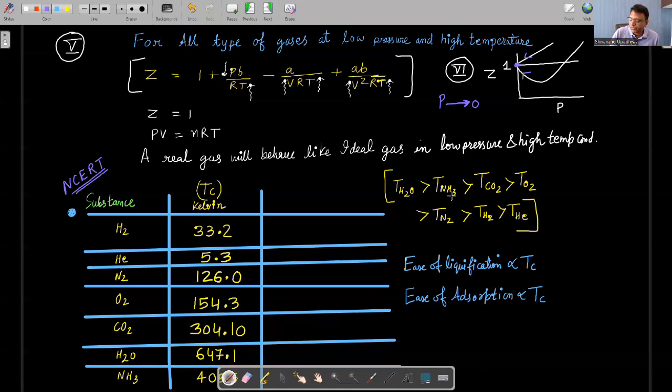than ammonia, and ammonia is greater than CO2, and CO2 is greater than O2, then nitrogen, then hydrogen, and the least is helium. It is difficult to liquefy helium than hydrogen. So you should go through the data, right? They can ask a question that among these 3 or 4 gases, which gas is easy to liquefy.